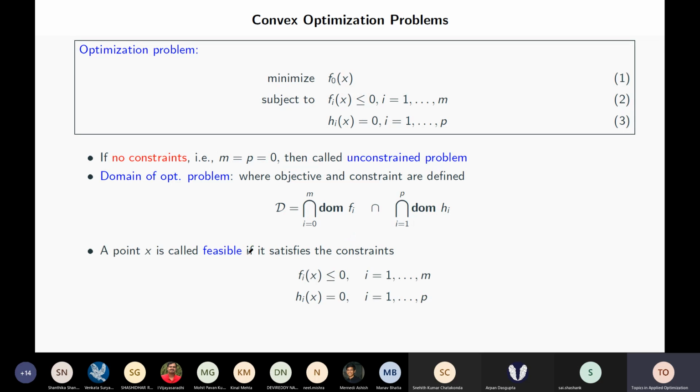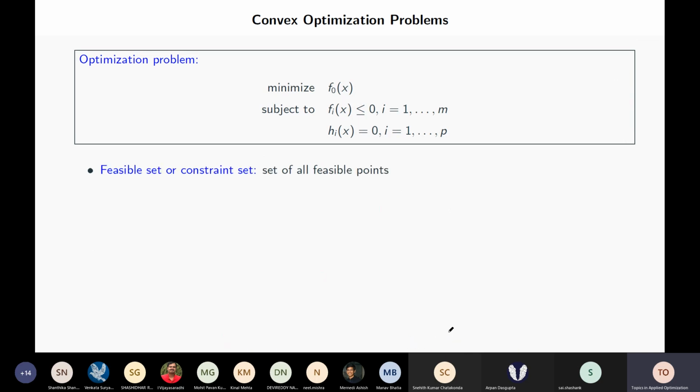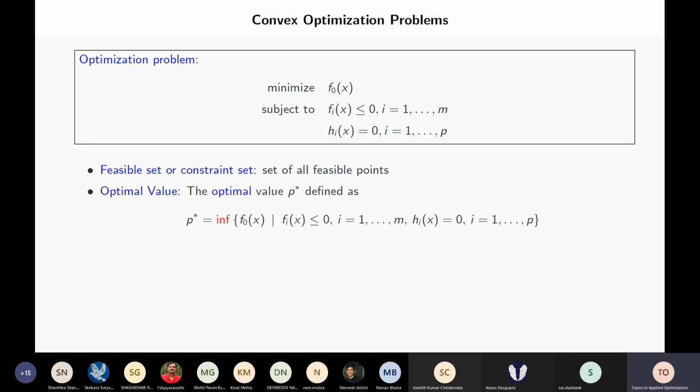A point x is called feasible if it satisfies these inequality and equality constraints. The optimization problem is called feasible if there is at least one feasible point. We can collect the set of all feasible points and call it the feasible set or constraint set. The optimal value is the minimum value taken by the function, if it is possible. It's like an infimum. The minimum may not exist, but the infimum will exist.